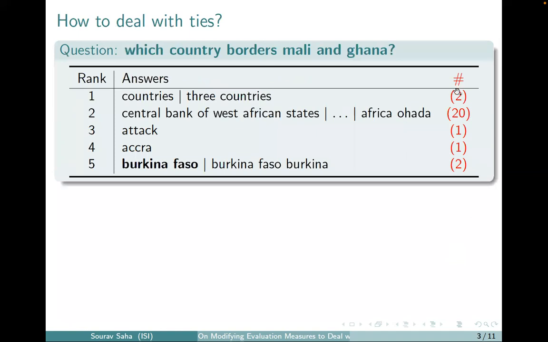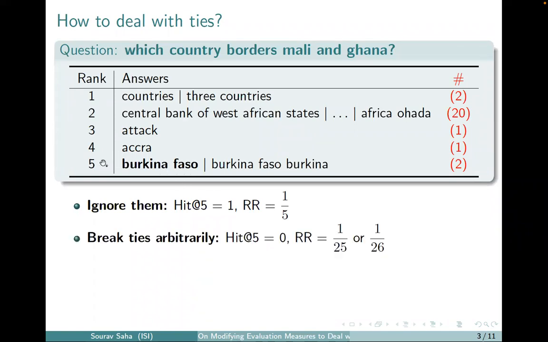Here are the number of entities present in each rank. If we ignore the ties, then hit at 5 will be 1, and reciprocal rank will be 5, because the correct answer is present at the 5th rank. Next, we break the ties arbitrarily. Then the hit at 5 will be 0, because before 5, 24 entities were present, and reciprocal rank will be either 1 by 25 or 1 by 26.